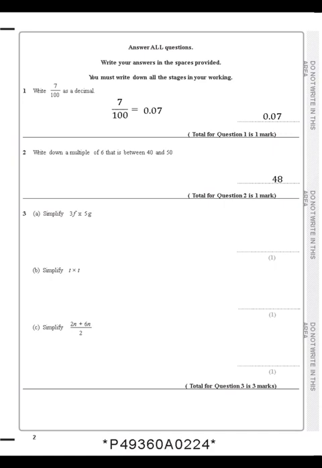Question 3a. Simplify 3f times 5g. First of all, do 3 times 5, which is 15, f times g, fg. So the final answer is 15fg.